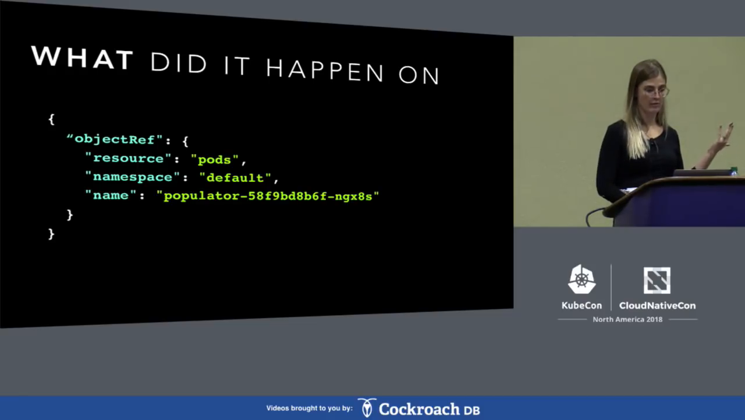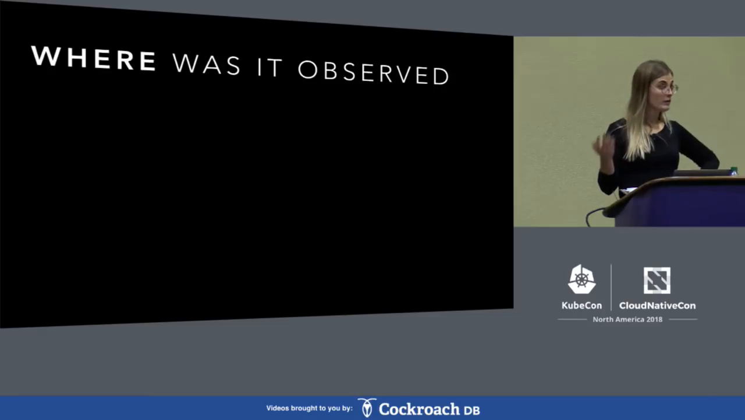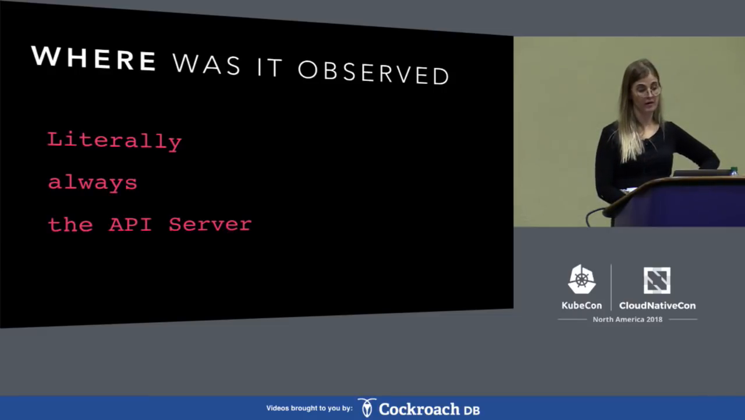And we now know that it was on a pod. So it's a get of a pod in the default namespace with the name populator 5, whatever, and whatever. And finally, where was it observed? This is the same for every single audit log. It's literally always the API server.